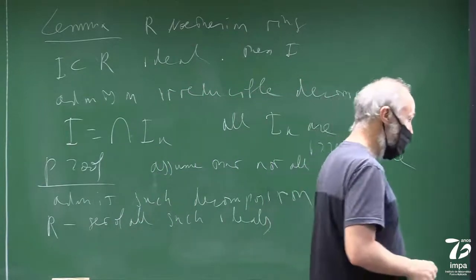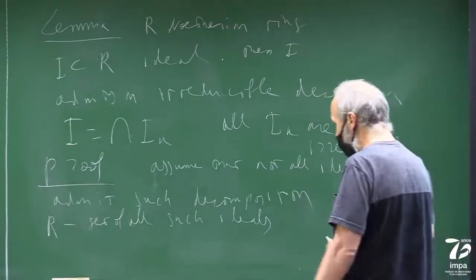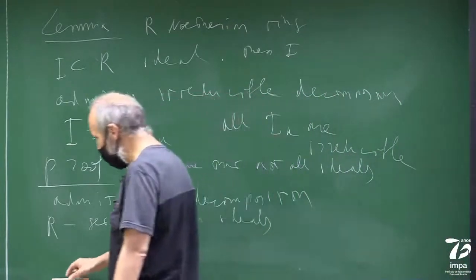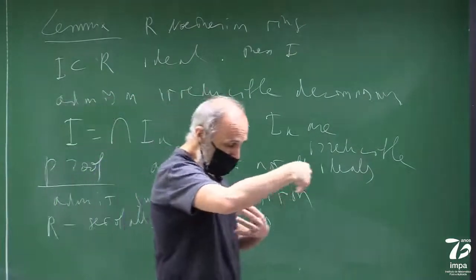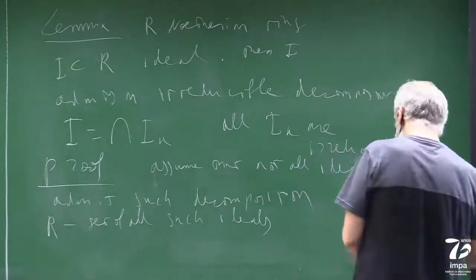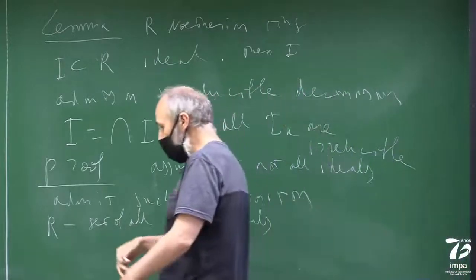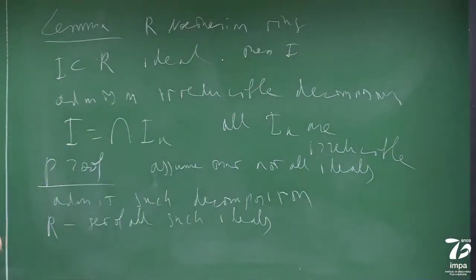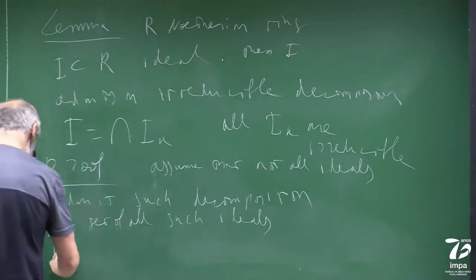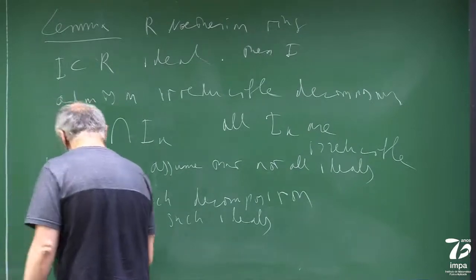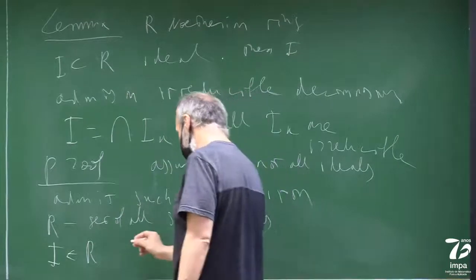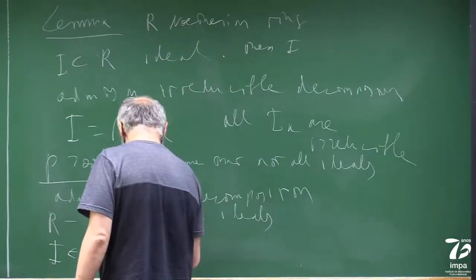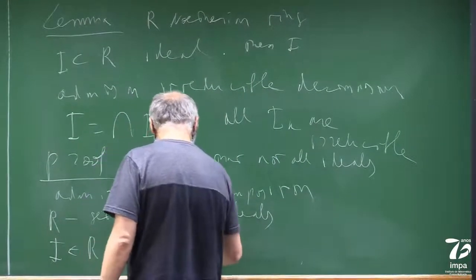By stabilization of increasing chains, every set of ideals has an ideal which is maximal, in the sense that it doesn't belong to any other ideal in the same set. So I is an element of R, an ideal which doesn't have a decomposition, and is a maximal such ideal.